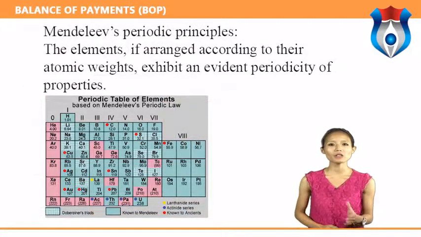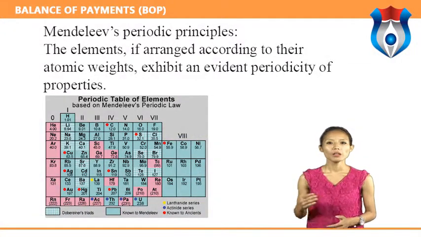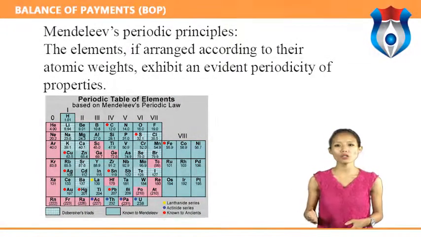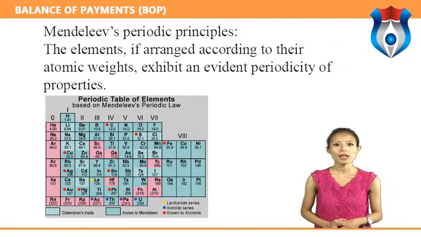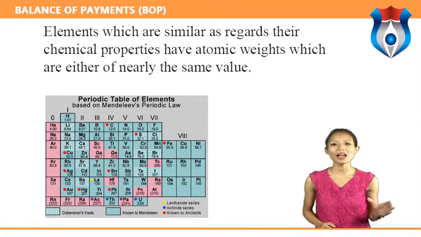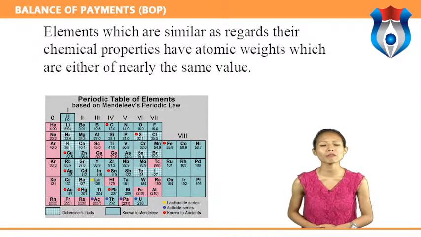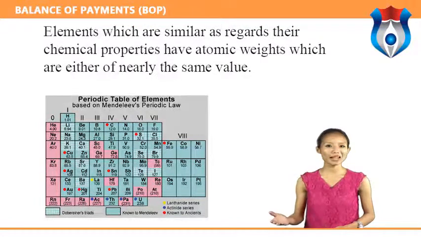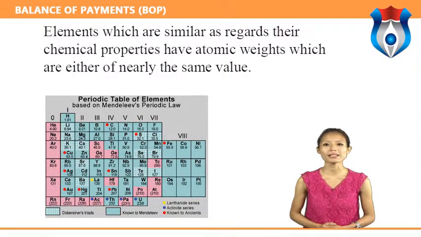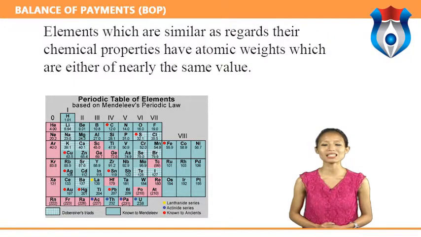The following are Mendeleev's periodic principles. The elements, if arranged according to their atomic weights, exhibit an evident periodicity of properties. Elements which are similar as regards their chemical properties have atomic weights which are either of nearly the same value, for example platinum, iridium, and osmium, or which increase regularly, for example potassium, rubidium, and cesium.